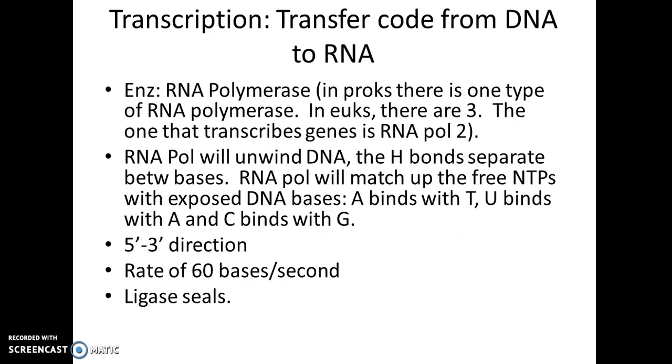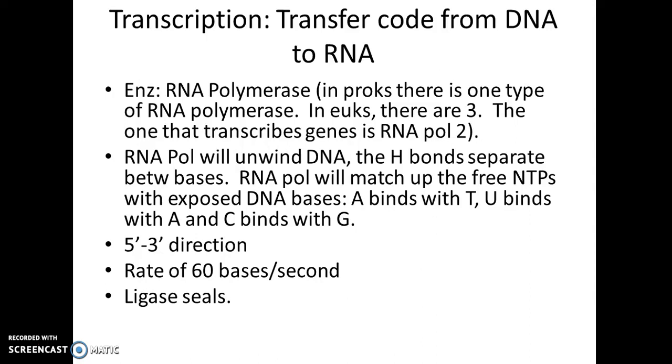So the first part of protein synthesis is known as transcription, and in transcription we transfer the code from DNA to RNA. Now, the enzyme that we're going to use for this is RNA polymerase. That sounds like DNA polymerase because it is very similar to DNA polymerase. Now, in prokaryotes, there is only one type of RNA polymerase. That's easy. In eukaryotes, there are 3. The one that transcribes genes is RNA polymerase 2.